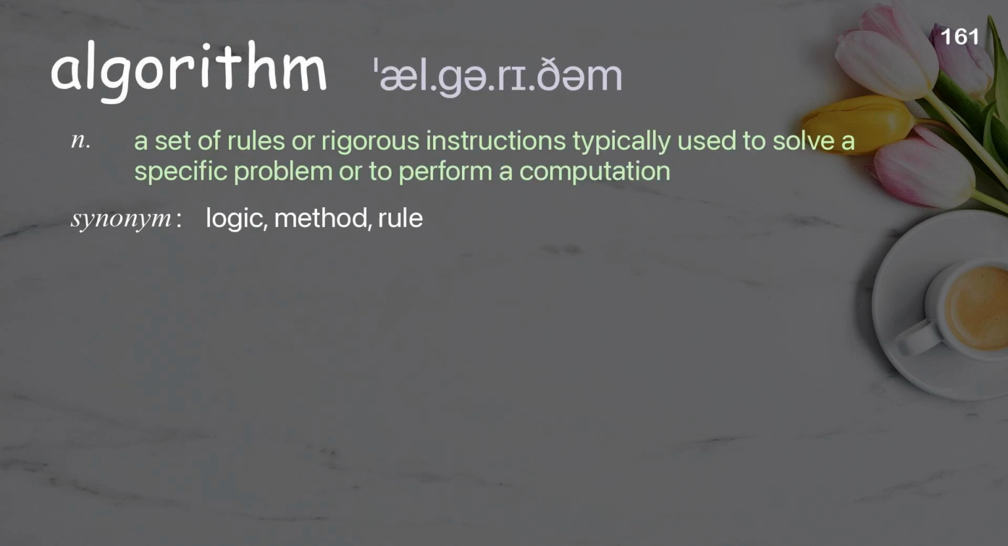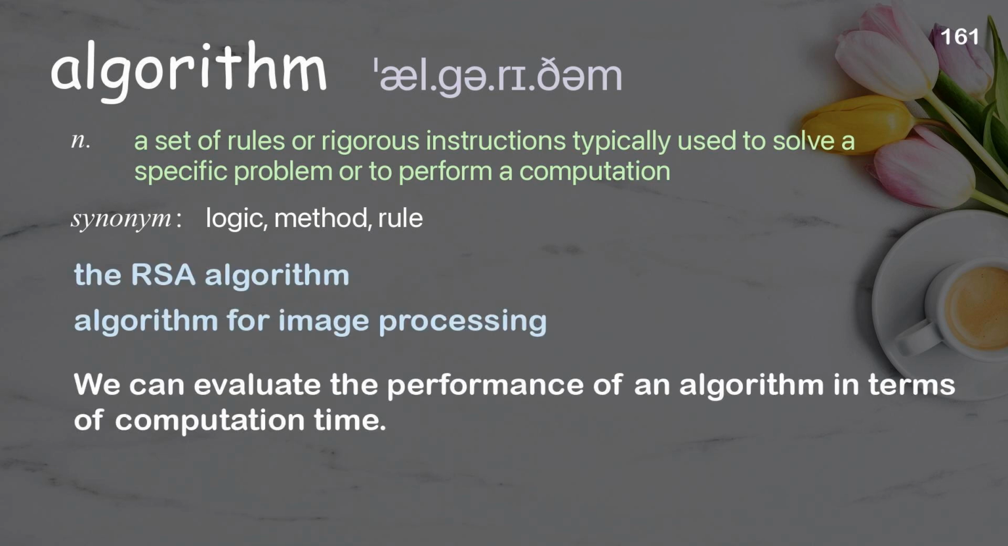Algorithm. A set of rules or rigorous instructions typically used to solve a specific problem or to perform a computation. Examples: the RSA algorithm. Algorithm for image processing. We can evaluate the performance of an algorithm in terms of computation time.